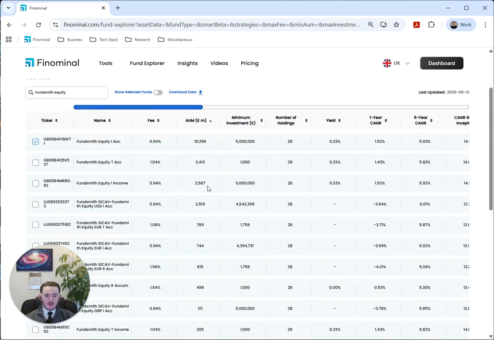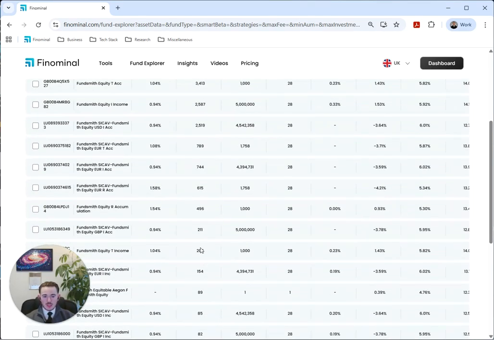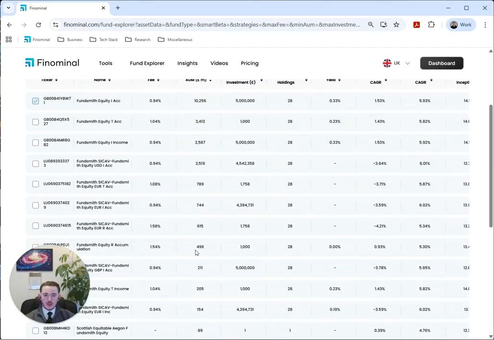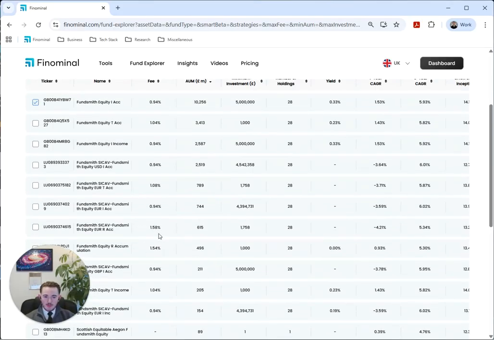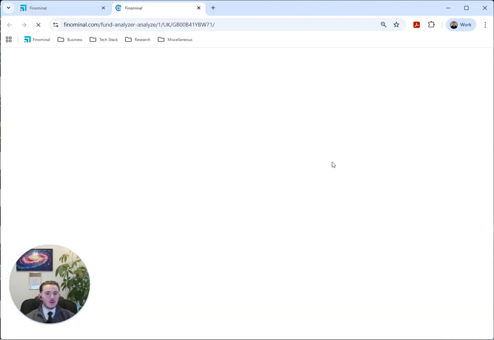And in regards to the fees across the share classes shown, for the majority of them, it seems to be 0.94%, though I do note a maximum fee of 1.58%. So overall, it is quite an expensive fund, but this is also quite a popular fund. So let's find out if that fee is justified.